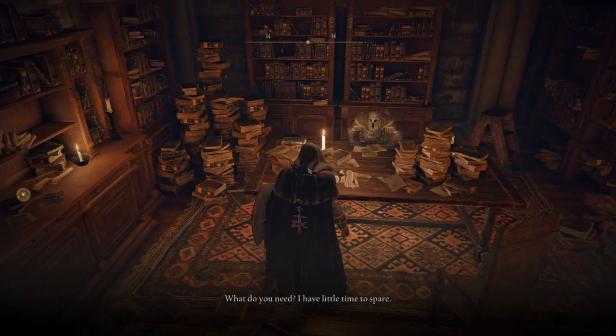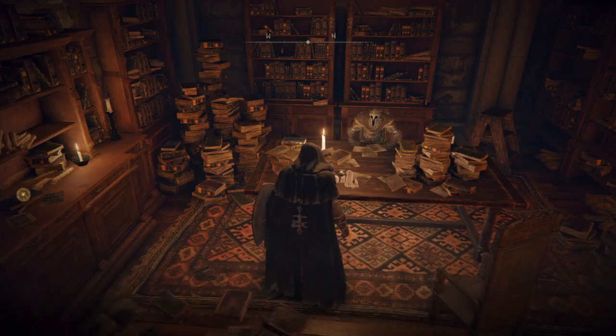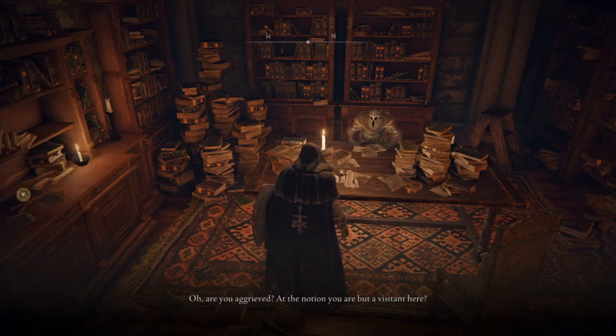What do you need? Who is this one? Little time to spare. Oh, are you aggrieved at the notion you are but a visitant here? Then you would do well to remember the first words of grace given to you. Stand before the Elden Ring and become the Elden Lord. If those words held any meaning to you, follow the guidance of grace. Lay low the shard bearers and claim for yourself a great rune. Do so, and the doors to the round table's inner chamber will open.